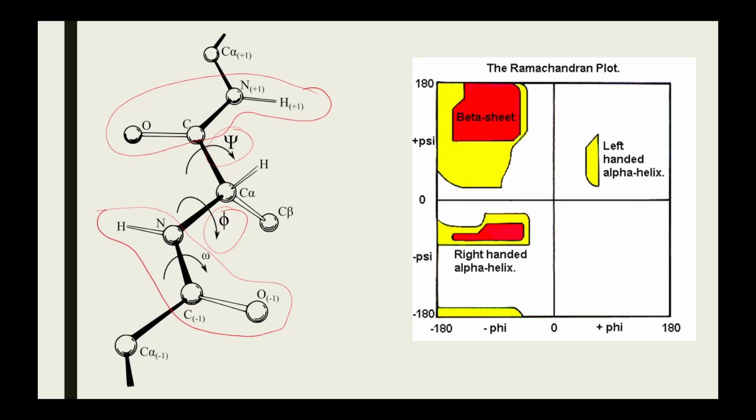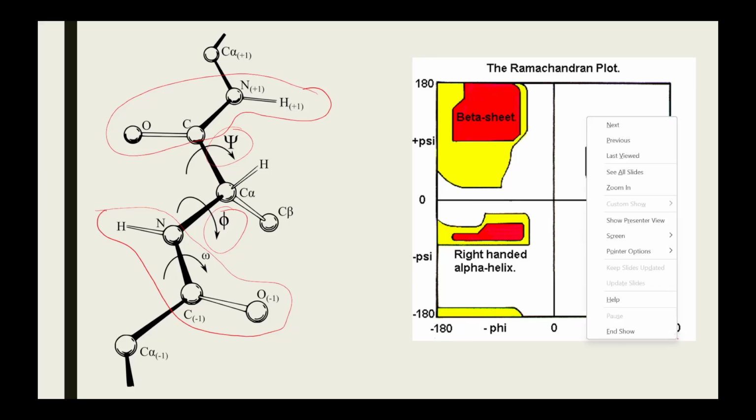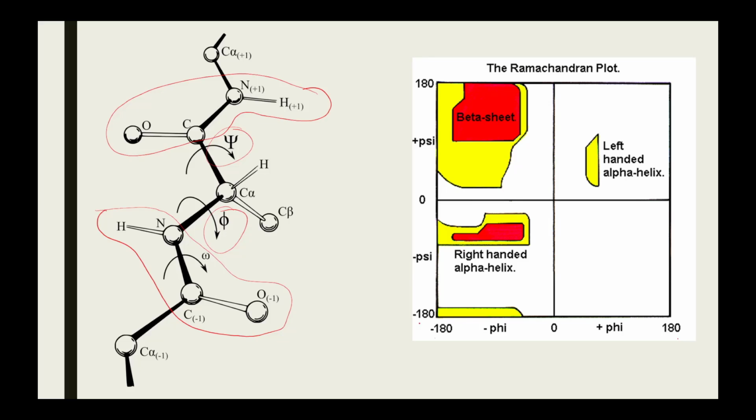So according to the Ramachandran plot, there are only a few permitted angles of phi and psi. This plot is divided into four different quadrants. Here on the x-axis we can see phi, where the values are from -180 to +180. On the y-axis, the values of psi are given from -180 to +180. So the total graph is divided into four different quadrants.